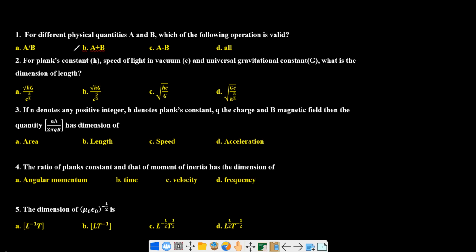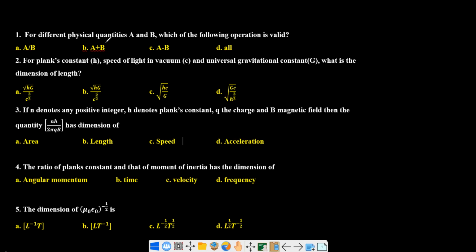Here we are going to start from question number 1. This question says that for two different physical quantities A and B, which of the following operations are valid? The options are the quotient of A and B, the sum of A and B, the difference of A and B, and all. These are the four options. So we need to be very careful about the operations of physical quantities. Let us utilize the idea of elimination.